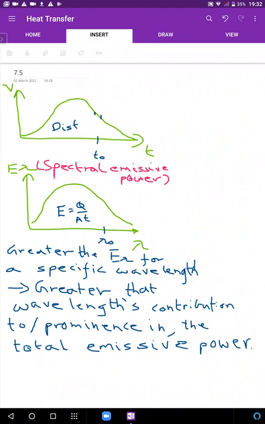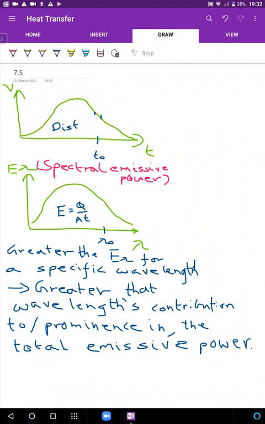Lambda not is not relevant; I just labeled it that way while explaining. If you want, you can remove lambda not from the diagram. Nothing specifically relevant.